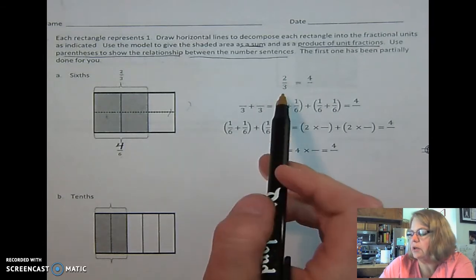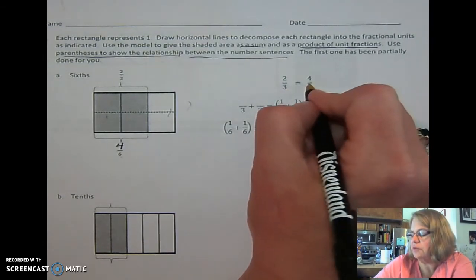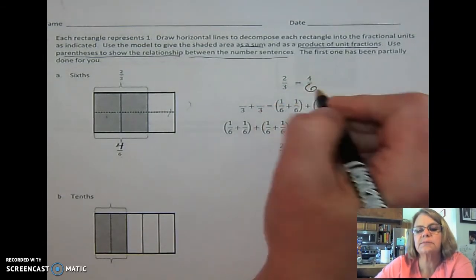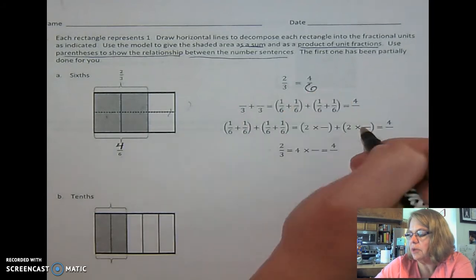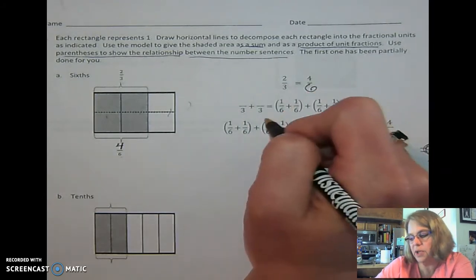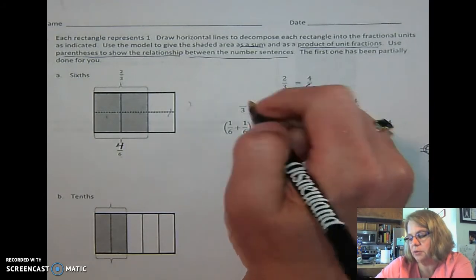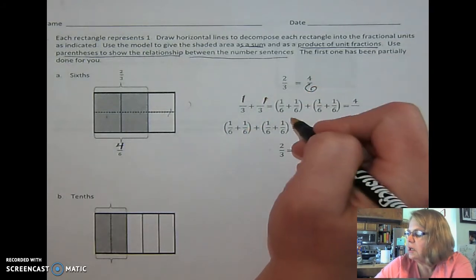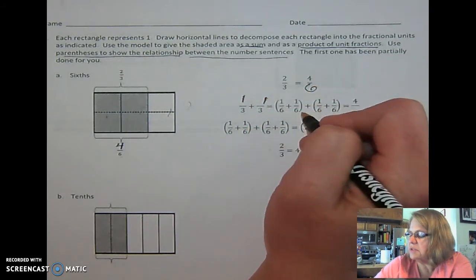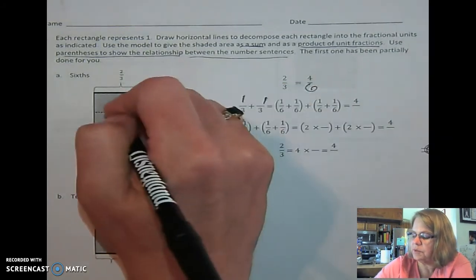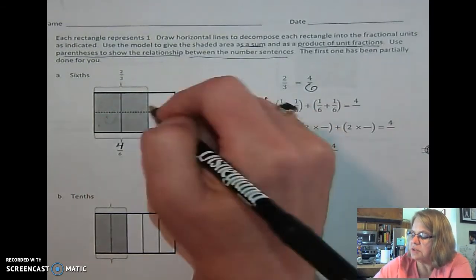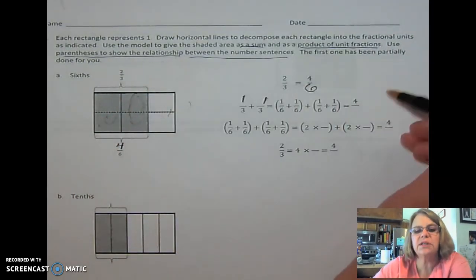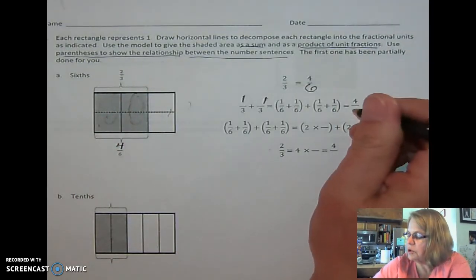So over here, 2/3 equals what? 4/6. So here, partially completed for you. So we have, what do we start with? 1/3 plus 1/3 equals 2/3. Which equals 1/6 plus 1/6, which is here, plus 1/6 plus 1/6, which is here, equals 4/6.